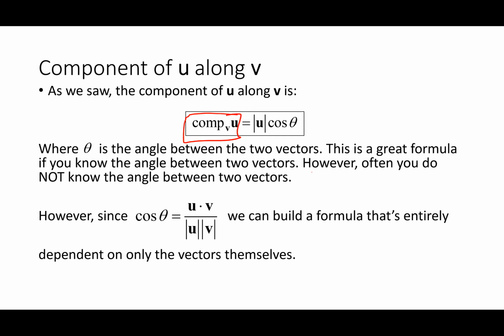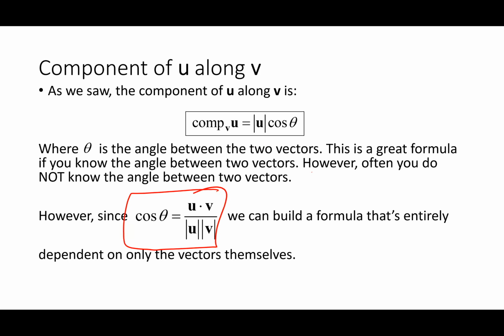So while this is a valid formula, can we come up with a formula that doesn't involve the angle between two vectors? Because that's almost always not known. Well, yes, because we have this formula, don't we? With these two things combined, we can come up with a formula for the component that is completely dependent on only the vectors themselves. It's just a straight up algebraic substitution.